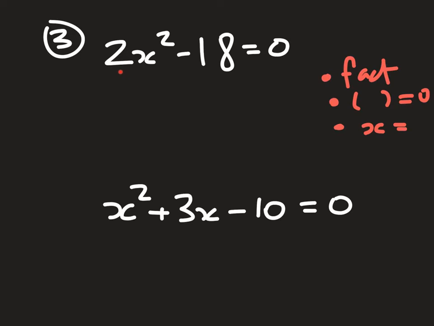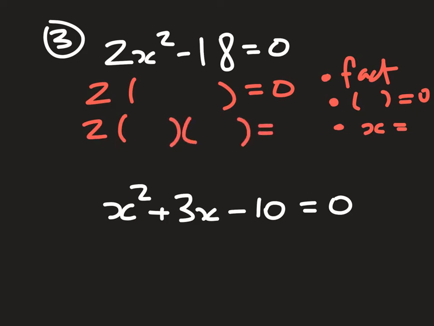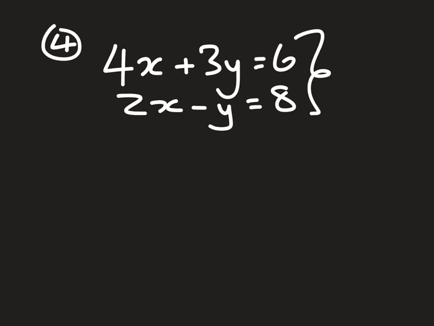First thing I'm going to do is take 2 out as a common factor. So it's going to be 2 bracket equals 0, and then I'm going to factorise into 2 separate brackets, which is going to give me my 2 answers. The second one, a wee bit easier, straight into the factorising into the 2 brackets, and then tell me what the 2 answers are.